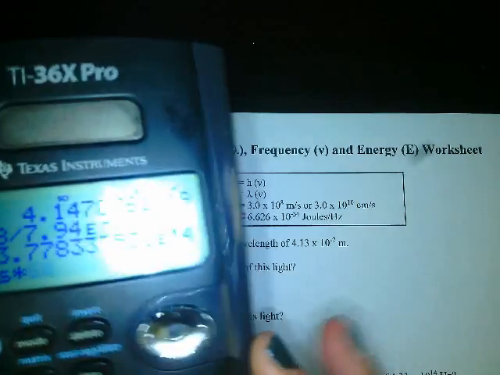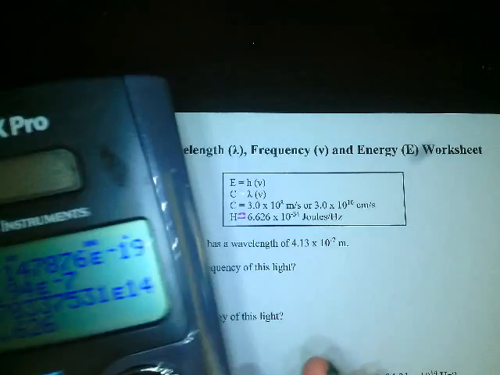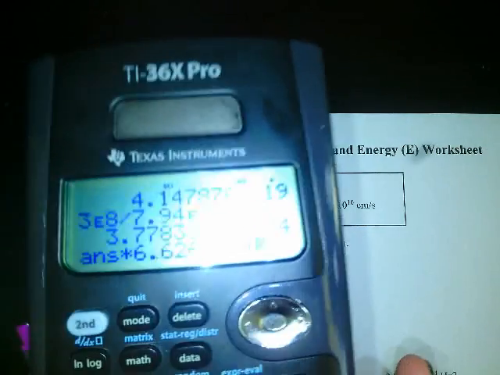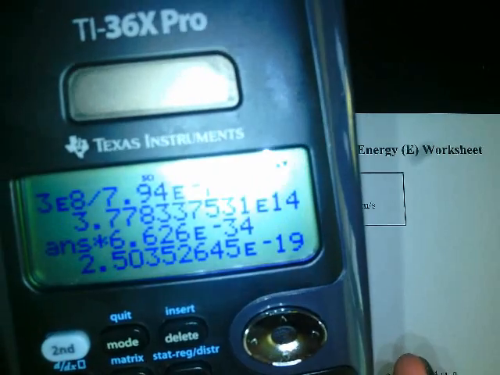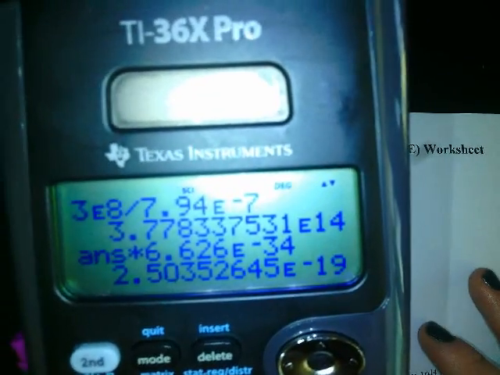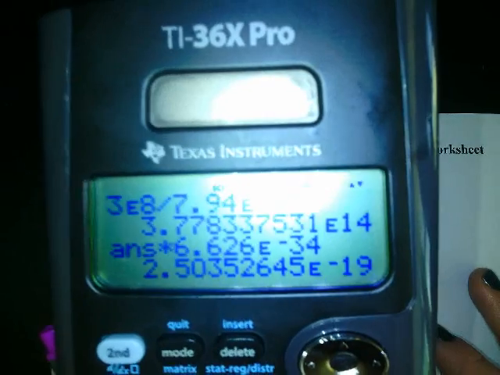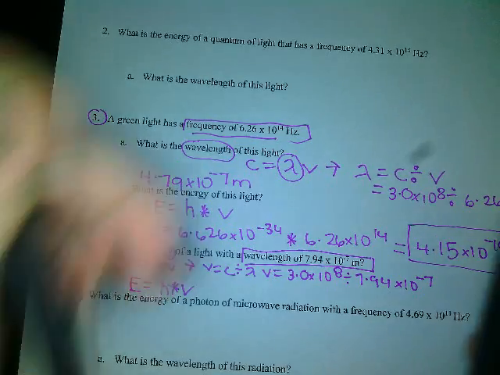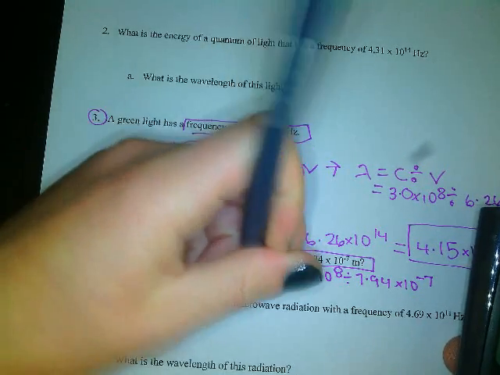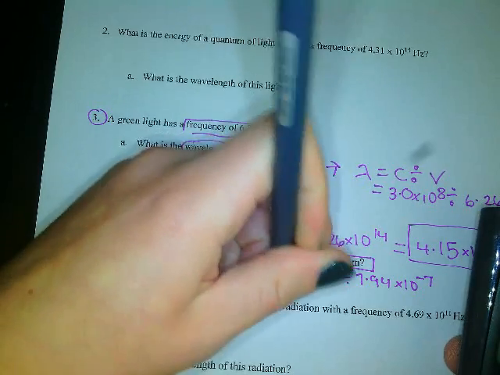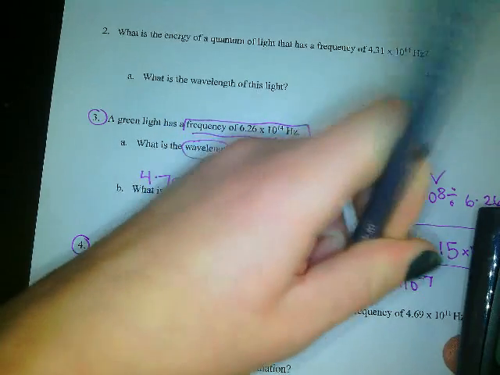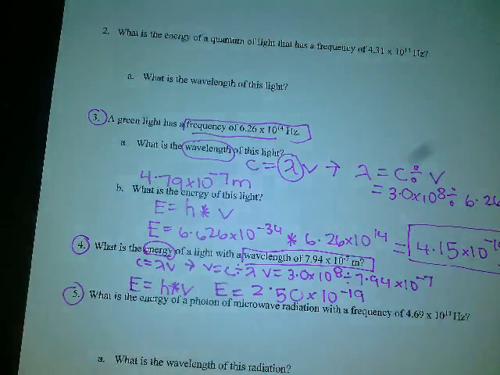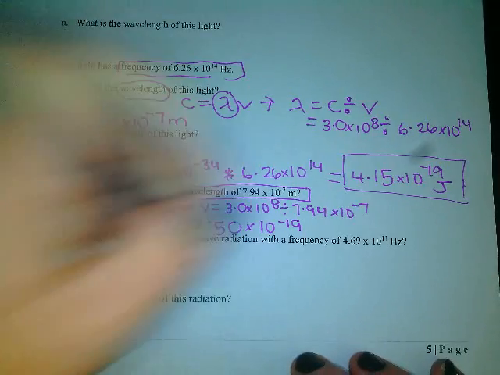Okay, so here we go. There's that big whole number that we just solved, times 6.626 EE negative 34. And there it is. With 3 sig figs, it's going to be 2.50 times 10 to the negative 19. So E is equal to 2.50 times 10 to the negative 19, and my unit is joules.